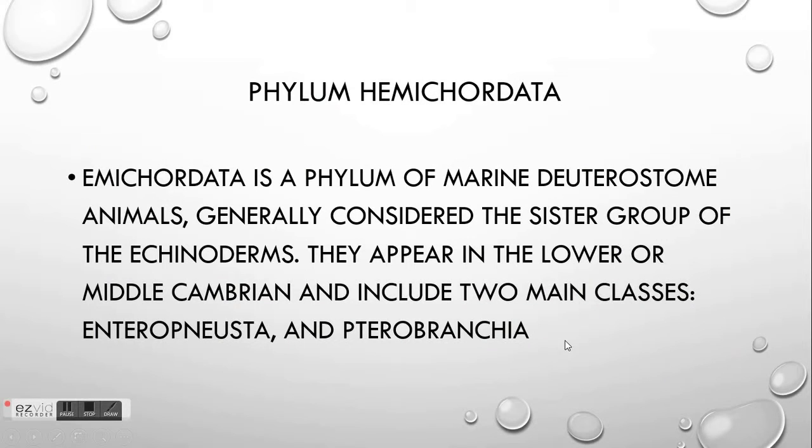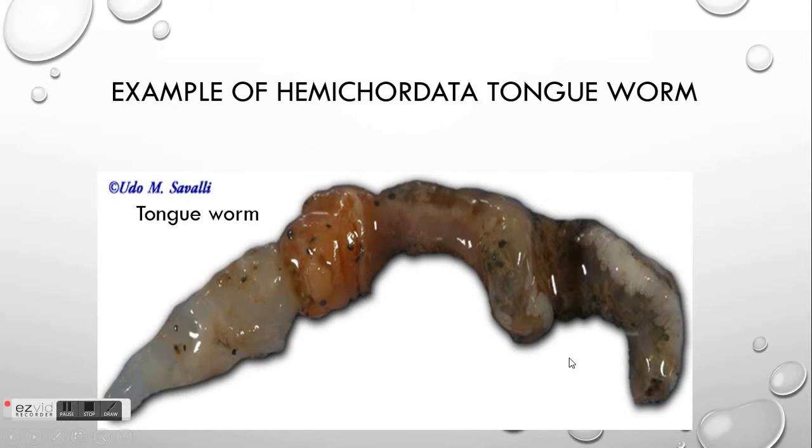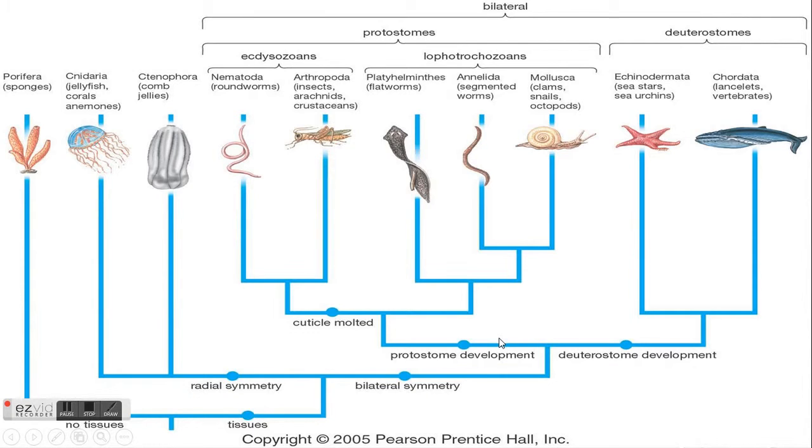Another phylum can be the phylum Hemichordata. Hemichordata is a phylum of marine deuterostome animals. Generally, they are considered a sister group of echinoderms. They appear in the lower or middle Cambrian and include 2 main classes, Enteropneusta and Pterobranchia. Example will be tongue worm, kind of nasty looking, but that's what it is.